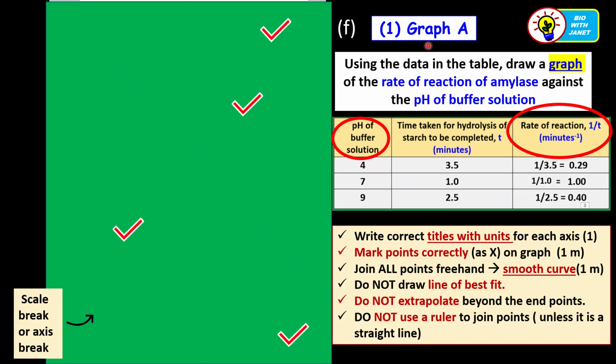Right, now we come to the question on the drawing of a graph. For graph A, using the data in the table, draw a graph of the rate of reaction of amylase against the pH of the buffer solution. In your table, you're using the first column and the third column. So you can take out a piece of graph paper and try to draw the graph yourself first, as practice makes perfect. Then you compare with the graph in the answer. Right, now have you drawn your graph? Let's look at the answer.